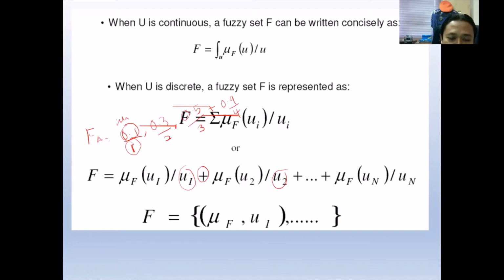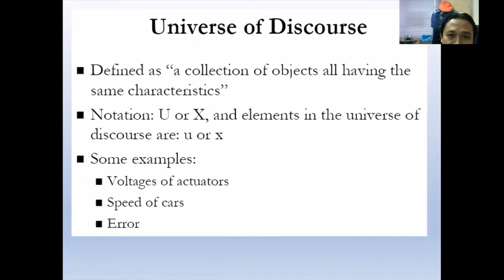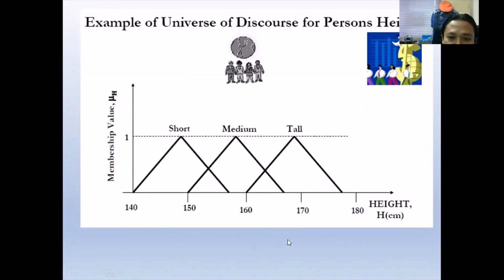In graphical form, the universe of discourse is defined as the collection of objects all having the same characteristic, for example voltage, speed of car, error, temperature, and so on. We call this the universe of discourse. This is the membership function axis. You have to remember this axis is the membership value, fixed from 0 to 1, and this is the universe of discourse.